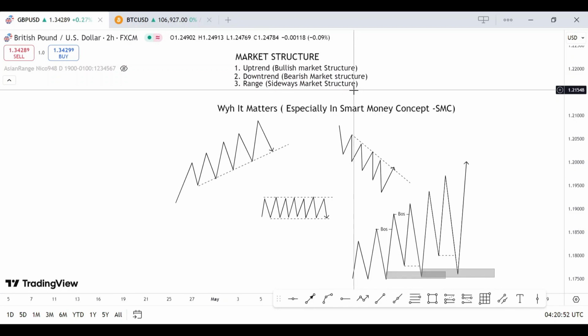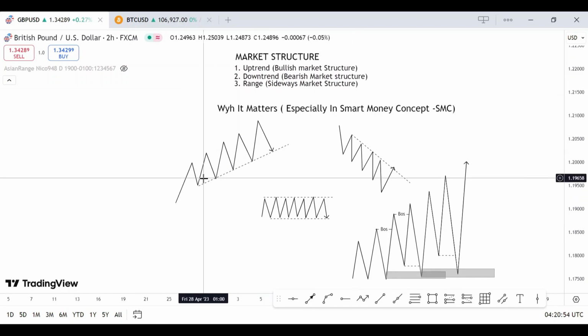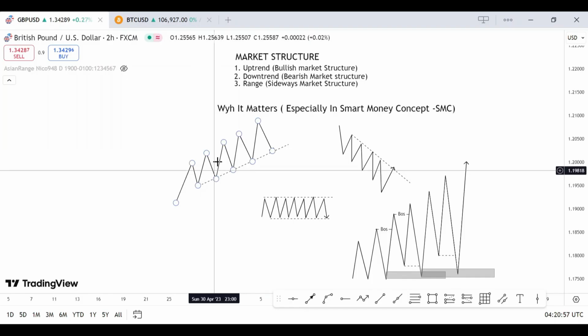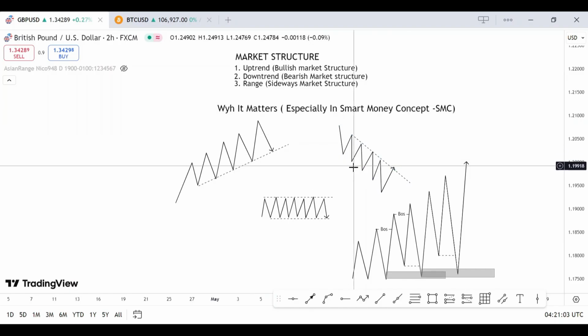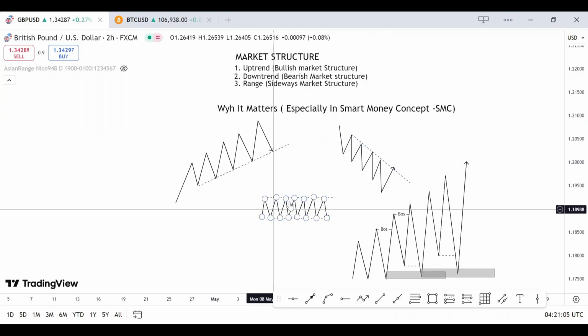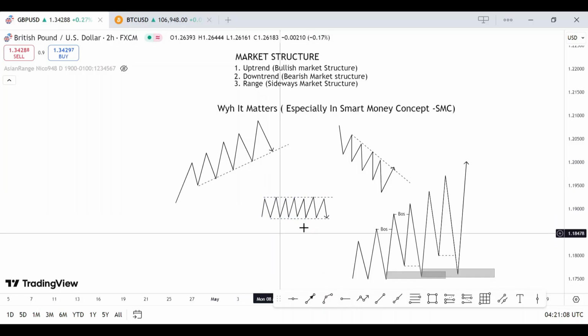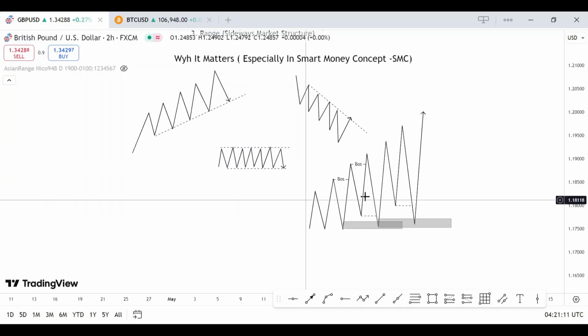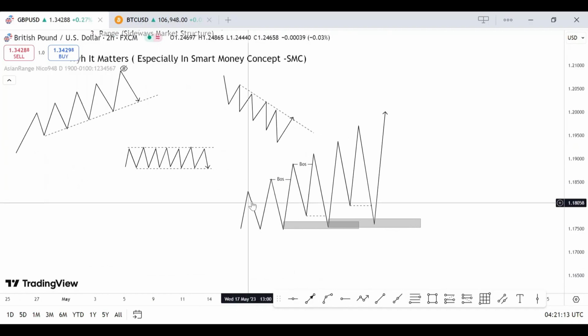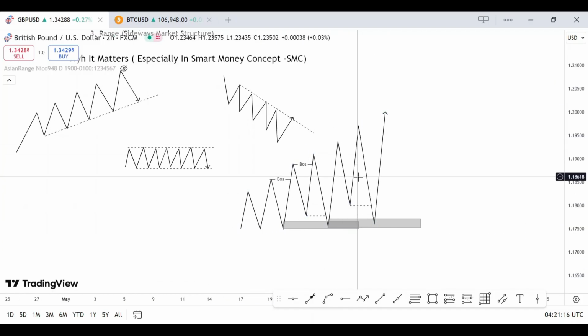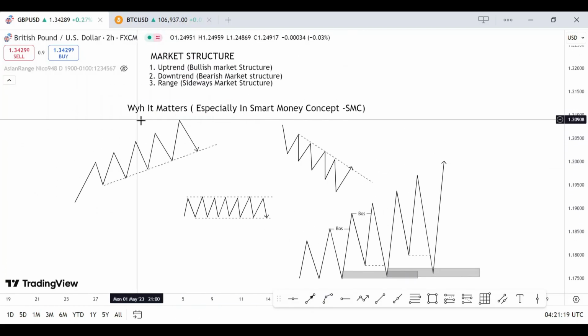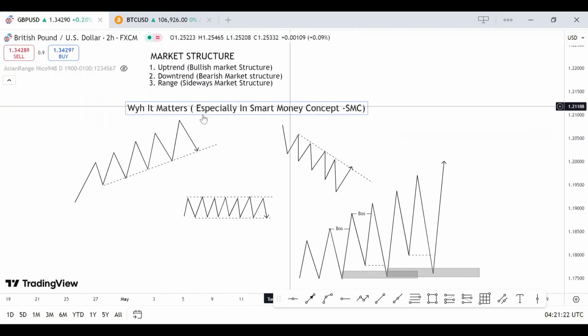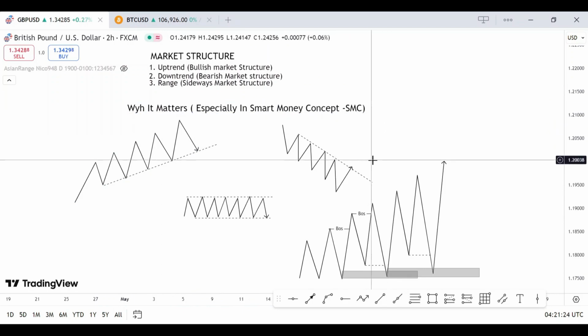And what are the three main types of market structure? We have the uptrend market structure, where price makes a series of higher highs and higher lows. Then a downtrend, where price makes a series of lower lows and lower highs. And the ranging market, where price makes a series of highs and lows with no clear direction. So we've seen how the market really moves in terms of market structure and liquidity.